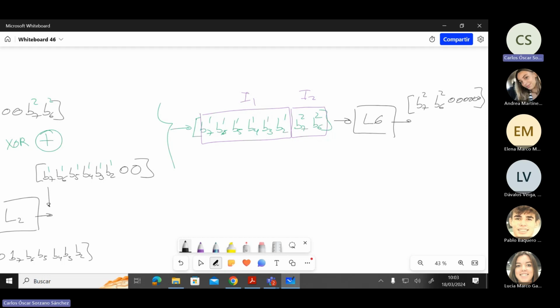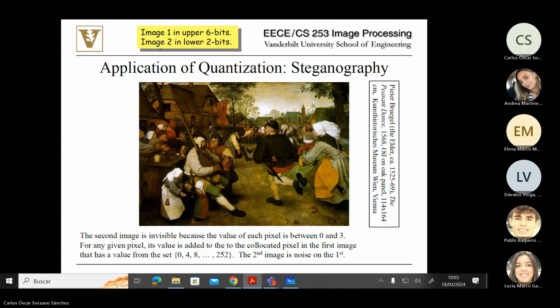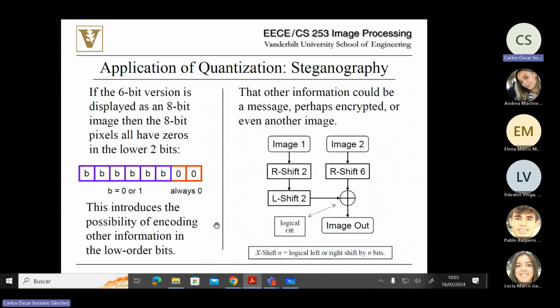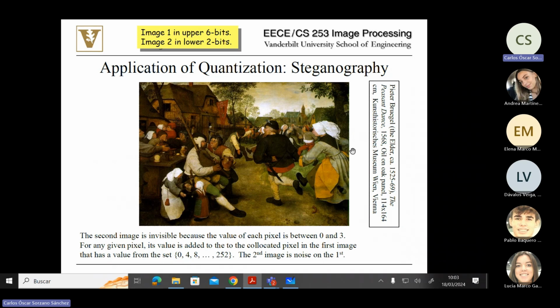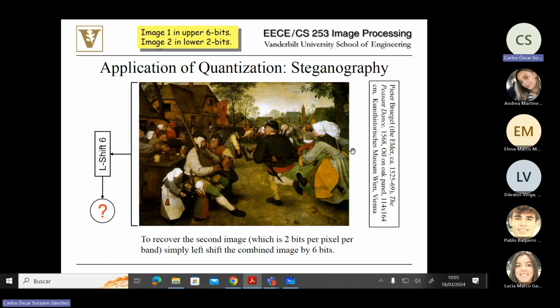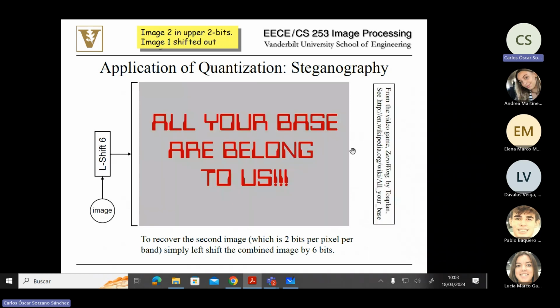So now you take this output. This output here. If you do left 6, you recover whatever was left from image 2. So this is having the two of them. Now we do left 6. What do we get?